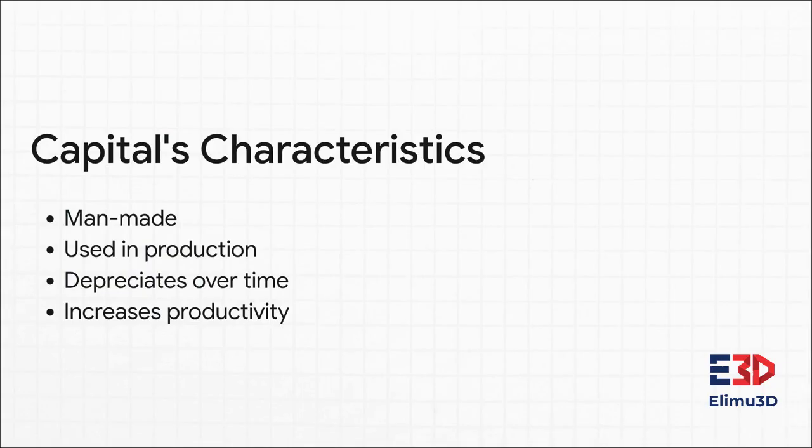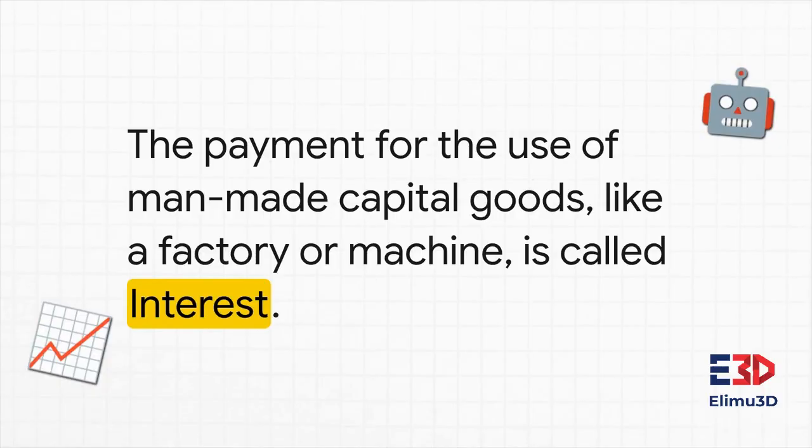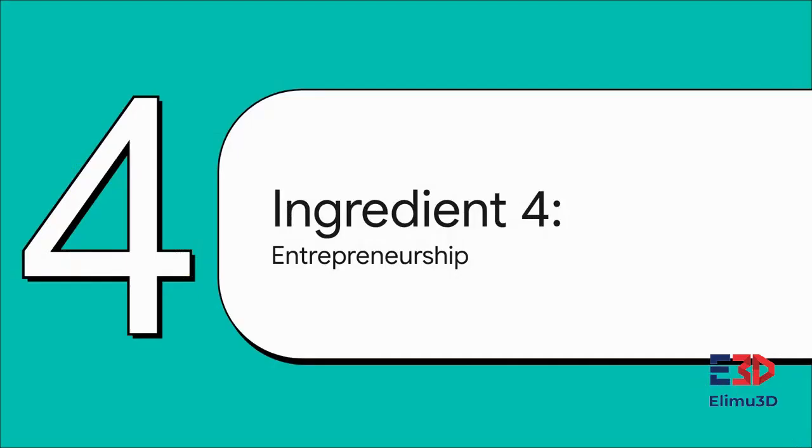But just like the tools in your garage, it also depreciates. It wears out, gets old, or just becomes obsolete over time. And that's a huge challenge for any business. And the payment for providing or lending out this capital, for letting someone use your factory or your fancy machinery, is known as interest. So, we've got our raw materials, we've got our chef, and we've got our kitchen tools.